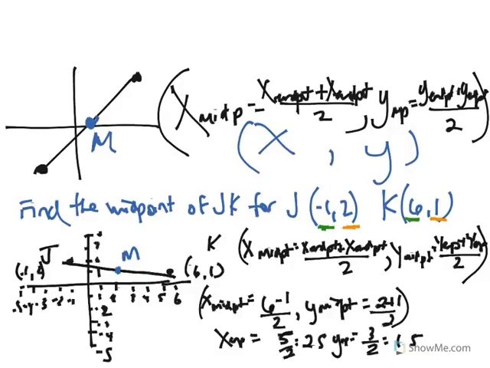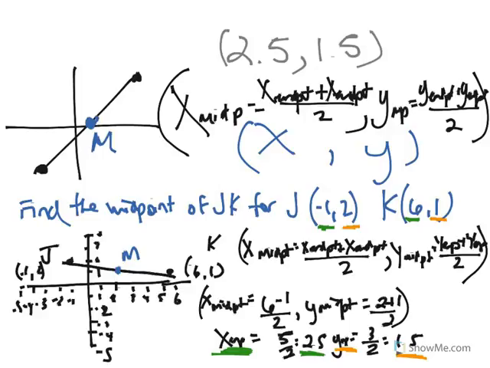So as you can see, I have an x value and I have a y value. So I can just make that into a coordinate and I have my answer. And the answer will be (2.5, 1.5).